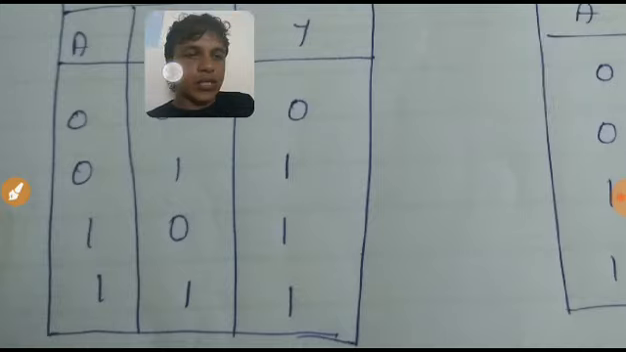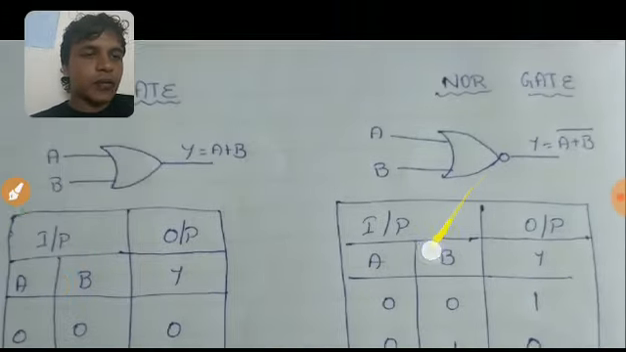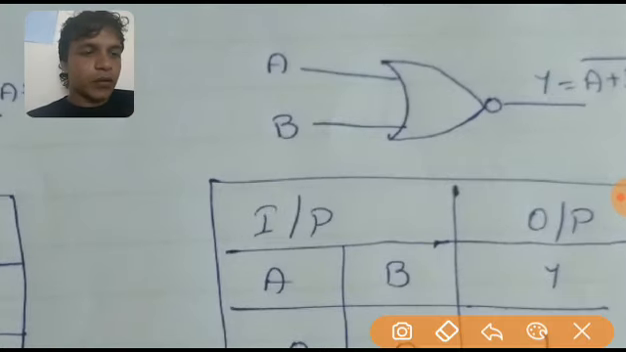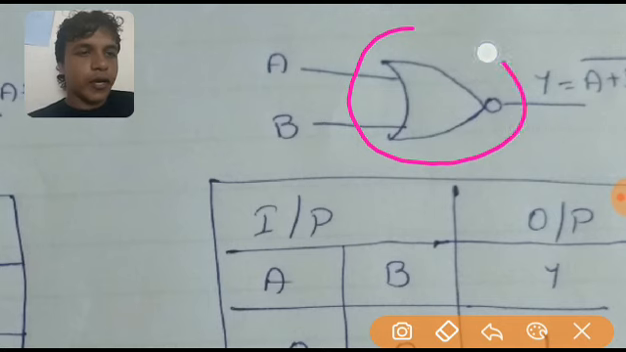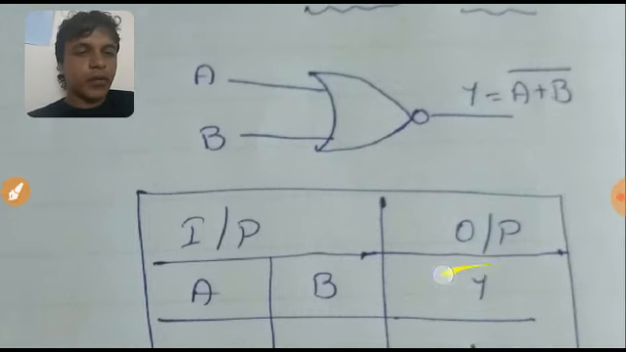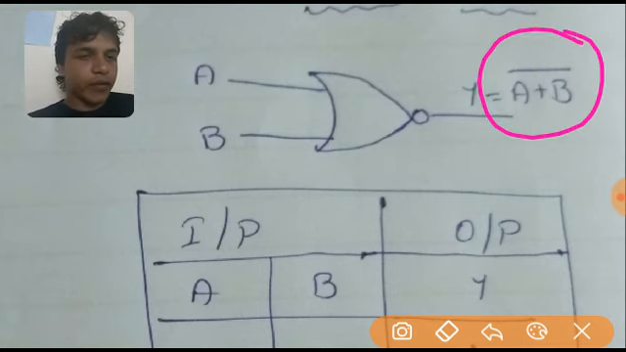Right. Now let us discuss the NOR gate. The NOR gate is the opposite of the OR gate, and this is the symbol of the NOR gate: the OR gate with a bubble at the end. So that indicates the NOR gate, right? And the logical expression is A plus B, the whole bar. When A and B are given as input, the output is A plus B, the whole bar.